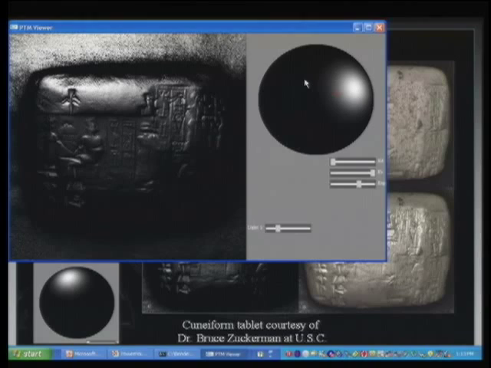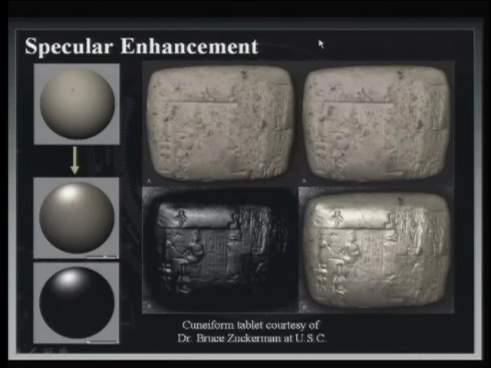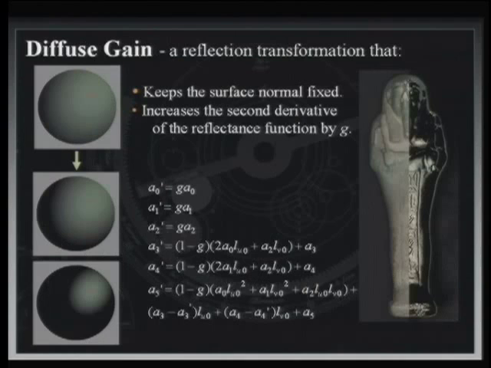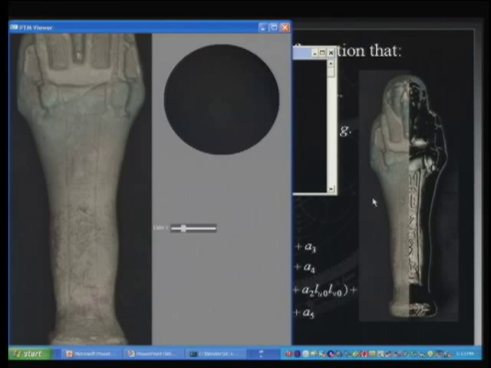And that was not known to be on the surface of this tablet at the time we photographed it. So that's specular enhancement. That's probably our most powerful technique for bringing out more surface detail. Another one that's very useful is something we call diffuse gain. And in this case, there's less of a physical analog to what this is doing.